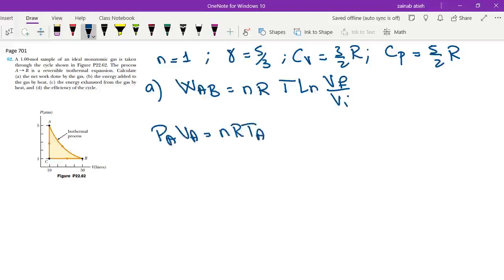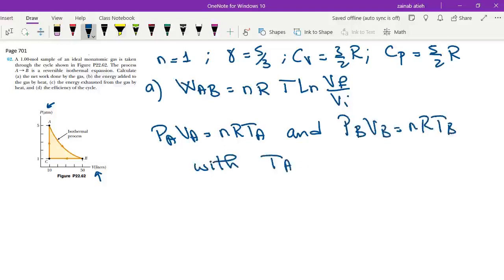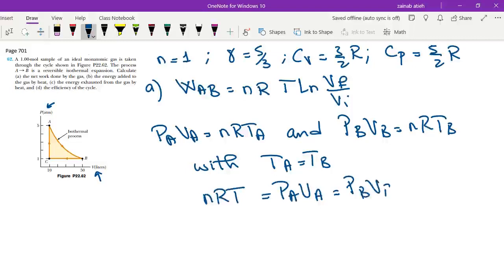Remember that I have to change pressure to SI units, and V must be changed to SI units. PA VA is equal to nRTA, and for sure PB VB is equal to nRTB, with TA equal to TB. So this is the way I calculate T for this isothermal process. I can use A or B. I don't even need to calculate it, I simply say that nRT equals PAVA, which equals PBVB. No need to calculate, just insert in place of nRT.